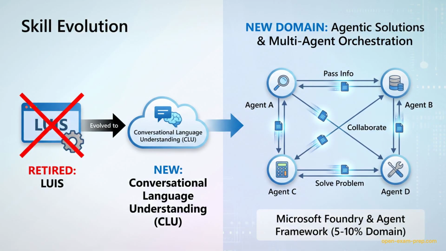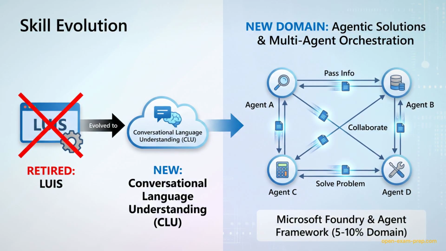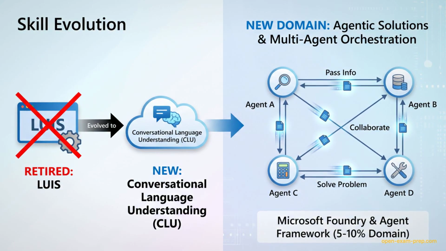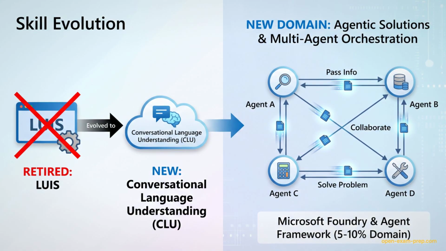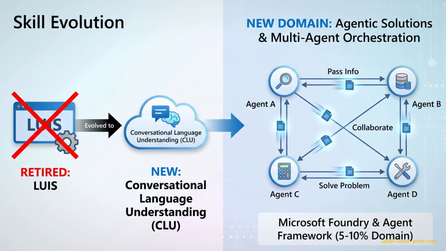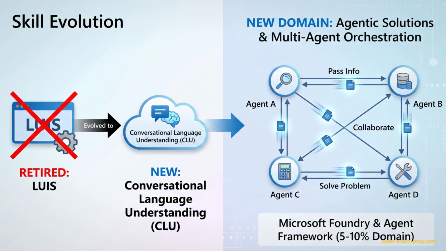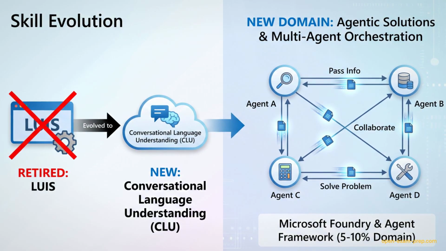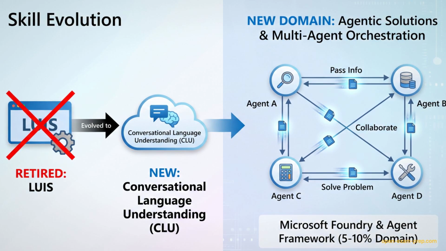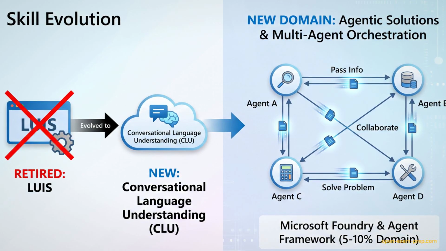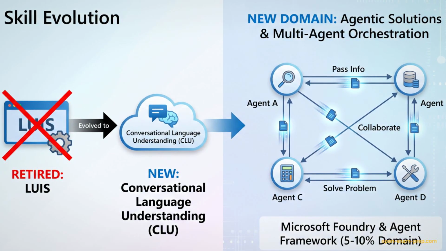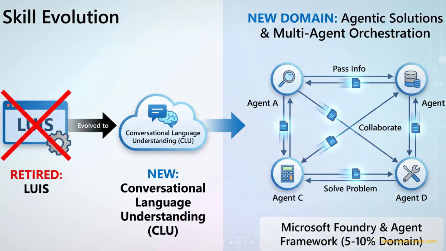Natural language processing is another critical area, and the platform has evolved significantly. The guide covers the modern Azure AI language service, including conversational language understanding, the successor to LUIS. More importantly, it details the newest domain added to the exam, implementing agentic solutions. This forward-looking chapter explores using Microsoft Foundry's agent service and framework to build complex multi-agent systems, preparing you for the next generation of AI development on Azure.